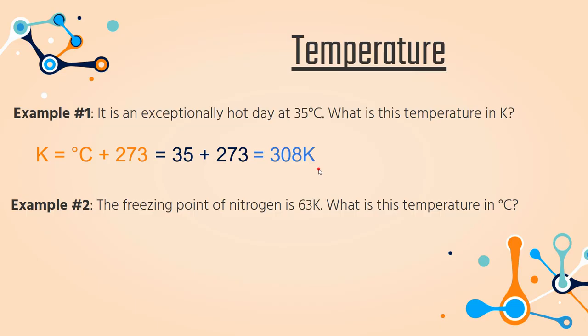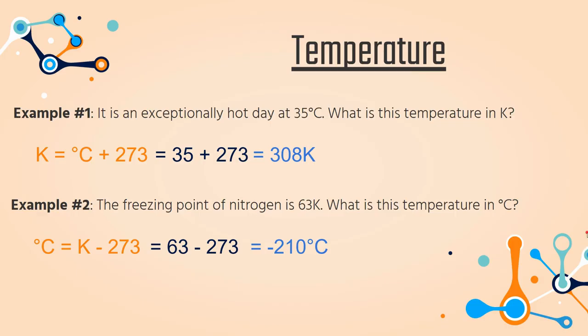In example 2, I say the freezing point of nitrogen is 63 Kelvin, and I want to know that temperature in Celsius. We'll take your equation that says Celsius equals Kelvin minus 273, plug in your 63 for Kelvin, and subtract to get negative 210 degrees Celsius. Notice that is lower than our initial temperature of 63, so that should make sense.